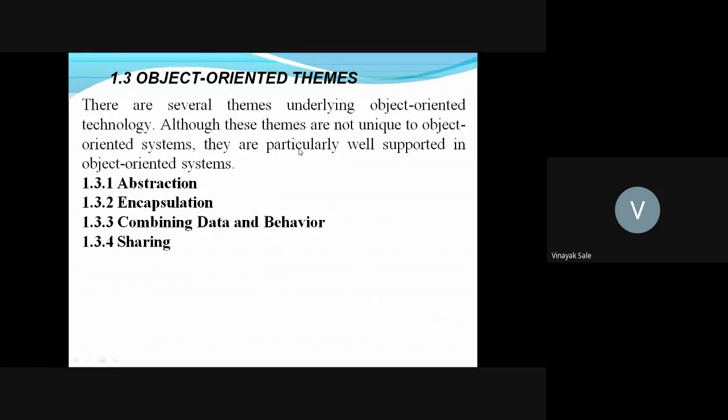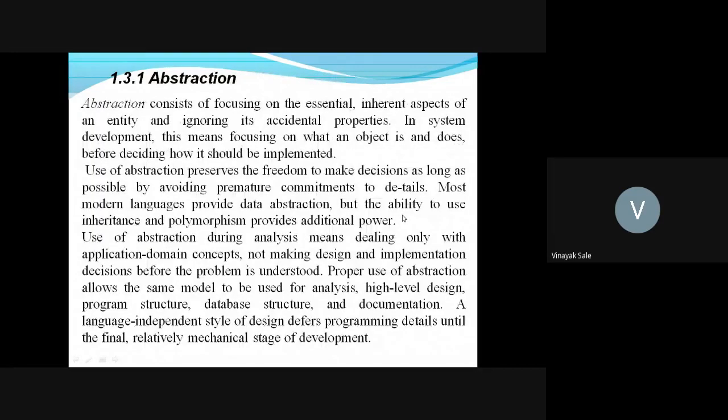Then the next and last part of the chapter, object-oriented themes. There are several themes underlying object-oriented technologies, although these themes are not unique to object-oriented systems. They are particularly well supported in object-oriented systems. So: abstraction, encapsulation, combining data and behavior, and sharing. These are the four themes regarding object-oriented. We'll see them one by one.